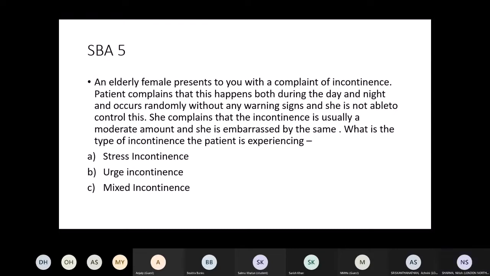Next, a SPA question. I'll open the poll. An elderly female presents with a complaint of incontinence. The patient complains that during the night and the day it occurs randomly without any warning signs. She's not able to control this. She complains that the incontinence is usually a moderate amount and she's embarrassed by the same. What is the type of incontinence in this patient?